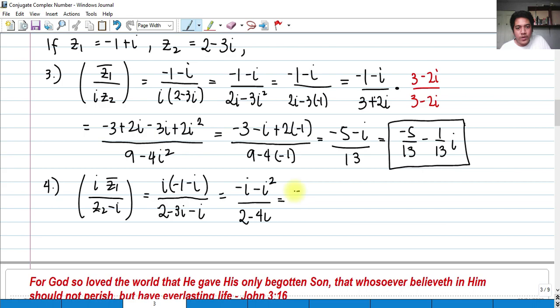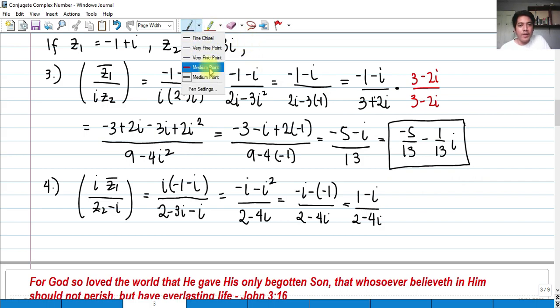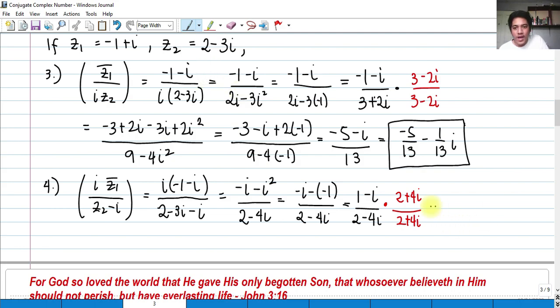But we know that i squared, okay, is equal to negative 1. Okay, and this would become 1 minus i all over 2 minus 4i. Okay, and then finally we solve this by multiplying again by the denominator's conjugate. We have 2 plus 4i all over 2 plus 4i. Then evaluate.